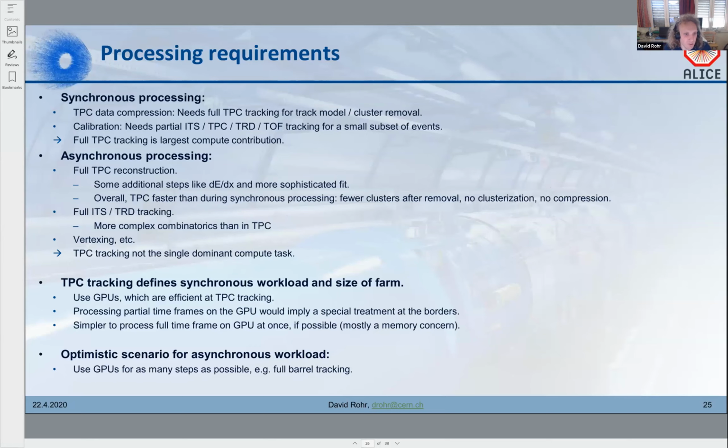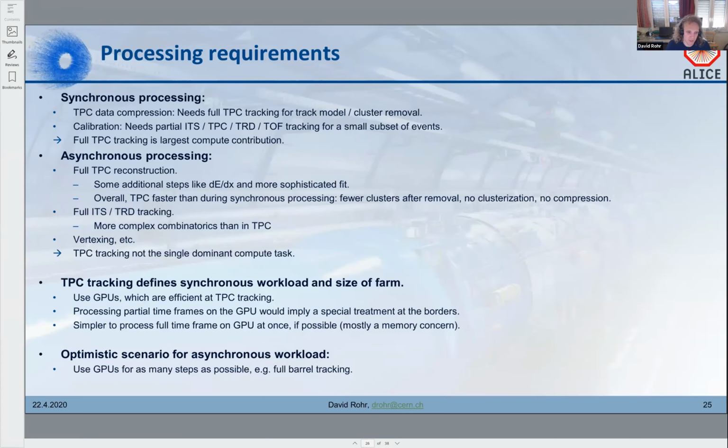Okay, so now for the processing requirements, just to summarize what I said here, what we have to do during the synchronous processing is TPC compression and calibration. For compression, we have to process the full data, and we have to do the full tracking for this track model compression and the removal of clusters. While calibration will process only a small subset of events, and here we use events with low centrality, because basically this makes the job easier. But this means the TPC tracking is the dominant part of the synchronous processing, because the other detectors will process only a small fraction of the data.